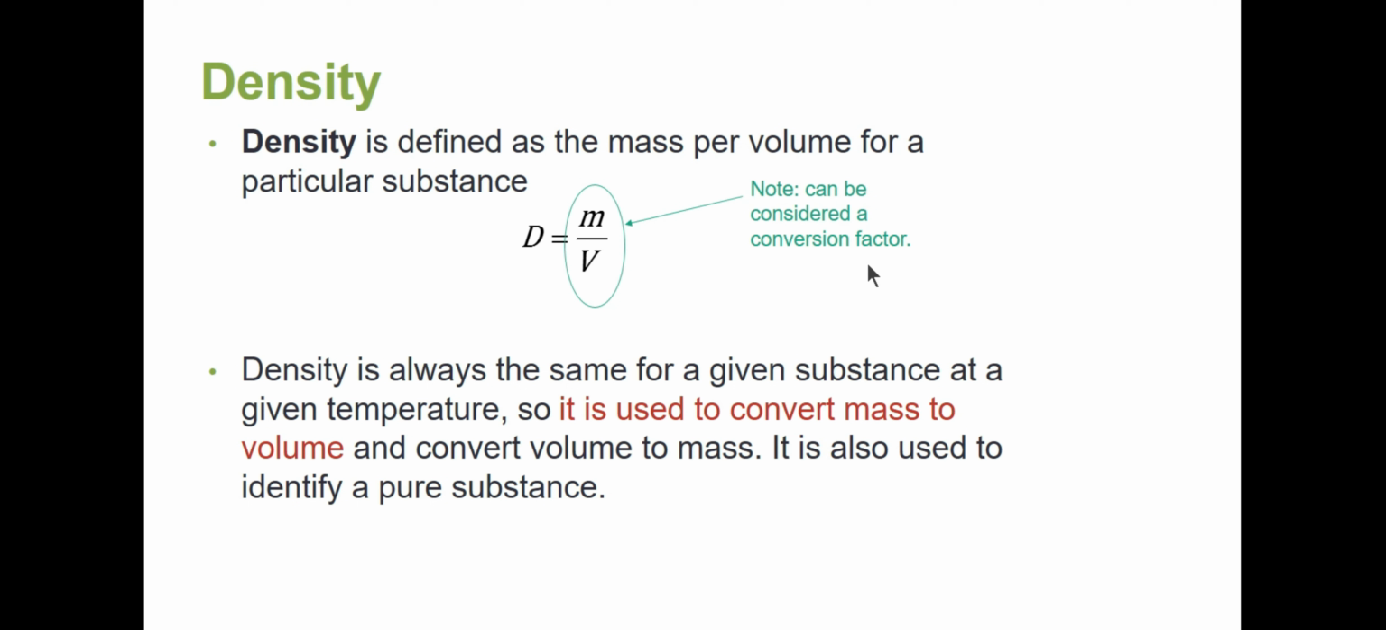Even though mass and volume are different properties, if I know the conversion information for a given substance, I can use it. So one of the things that is true is that density is always the same for a given substance at a given temperature. So I can use that information. And I can also use it to identify a pure substance. Because different substances have different densities, if I can measure the density, I can try and track it back to which substance would have had that same density and use it as an identification method.